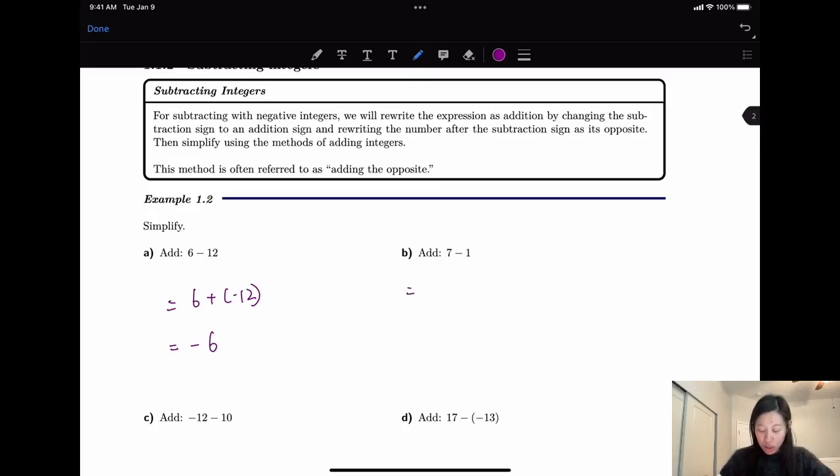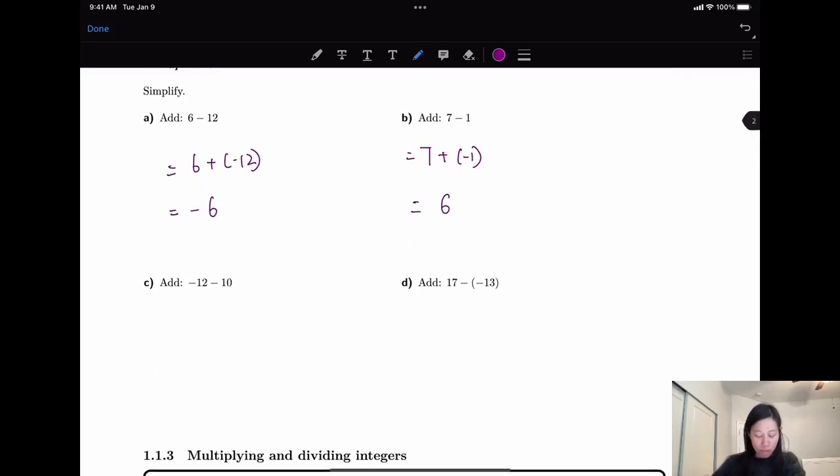In here, you can consider that as 7 plus negative 1. Again, they have different signs. We subtract the smaller value from the bigger value, and we have 6. Then we keep the sign of the larger value, which is the positive sign. So we have positive 6.